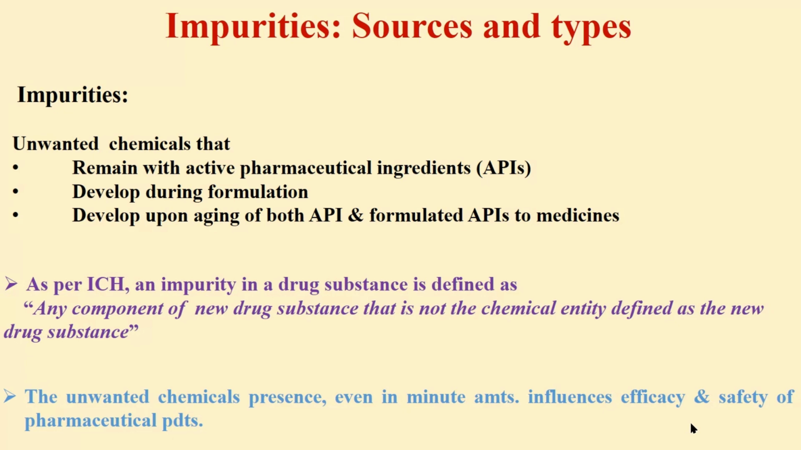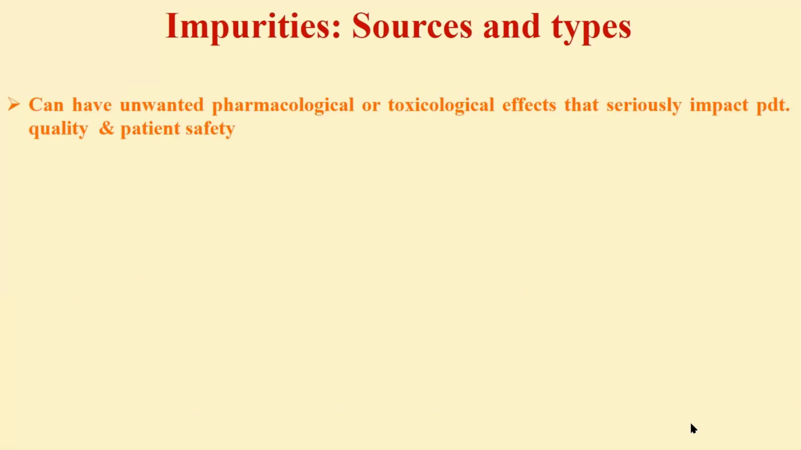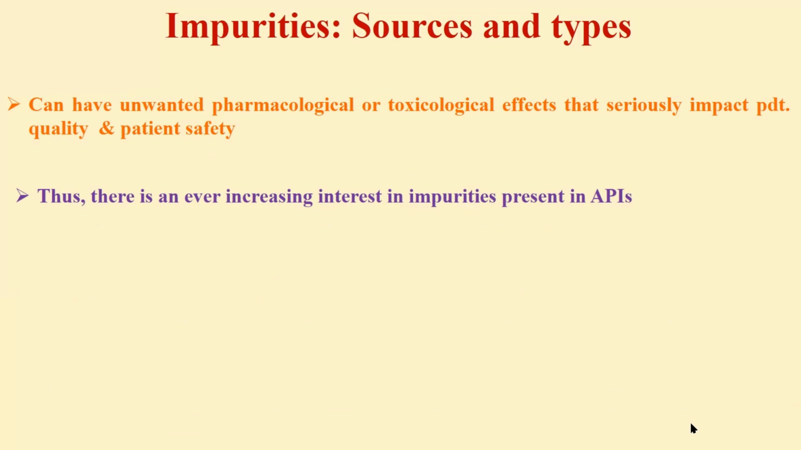How to avoid that? These impurities can have unwanted pharmacological or unwanted toxicological effects. These unwanted chemicals give unwanted pharmacological and toxicological effects. These effects seriously impact the quality of the drug and also the safety of the patient. Hence, in today's world, there is a lot of interest in impurities present in the active pharmaceutical ingredient, as they affect the quality and the patient safety.